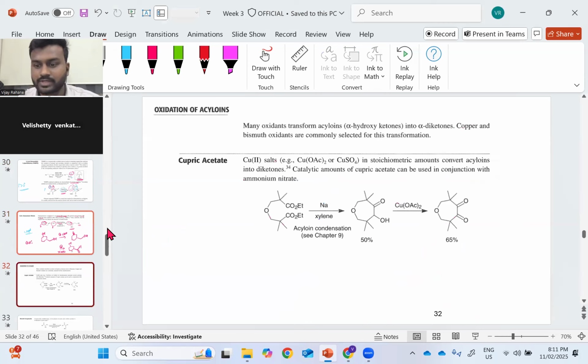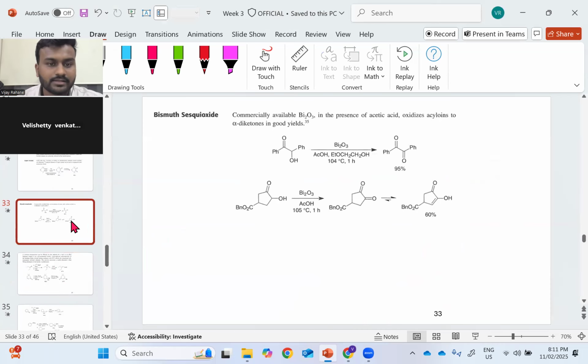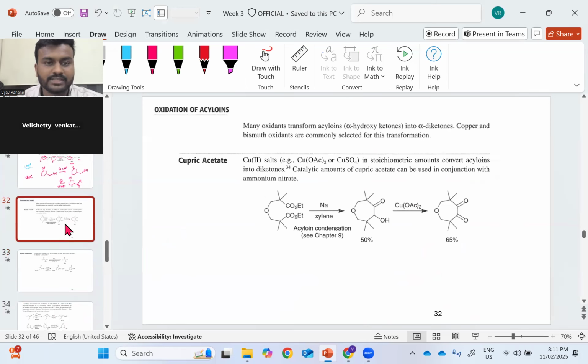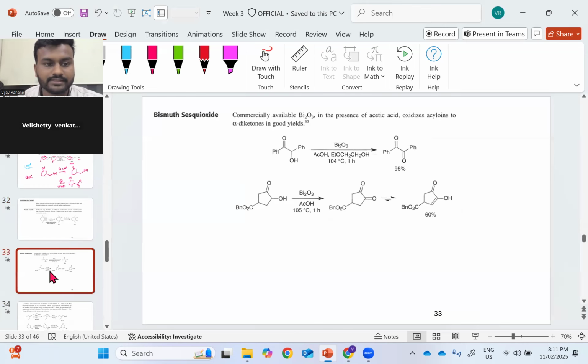So hope you have got a flavor of the different oxidizing agents that we generally use in day-to-day life. And these are the other oxidizing agents which are specially used for the acyloins. Acyloins are referred to as diesters, right? So you have already heard about the acyloin condensation reaction. This oxidizing agent we'll see in the next lectures.